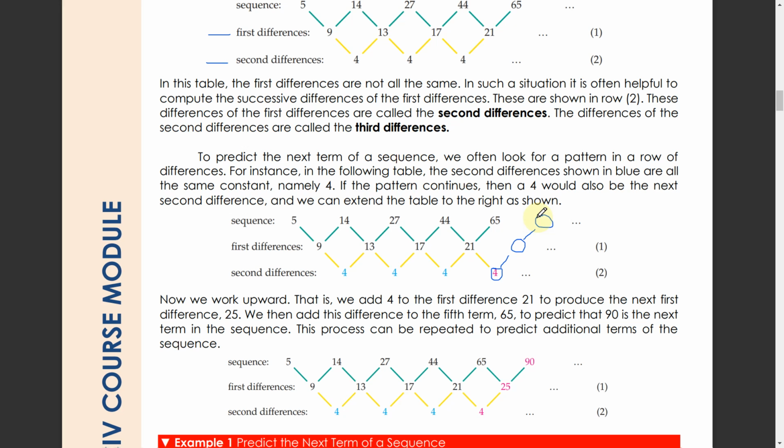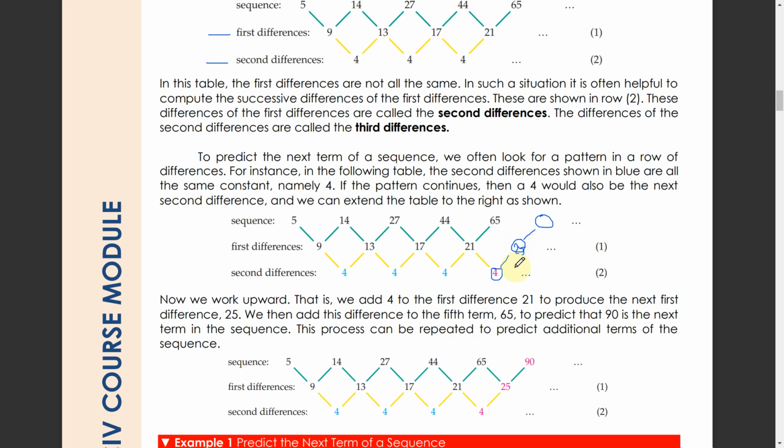So now we are going to work upward, no? So we add 4 to the first difference 21 to produce the next first difference, which is 25. Because 9 plus 4 is 13, then 13 plus 4 is 17, 17 plus 4 is 21, and 21 plus 4 is 25. So that is 25 here, no?